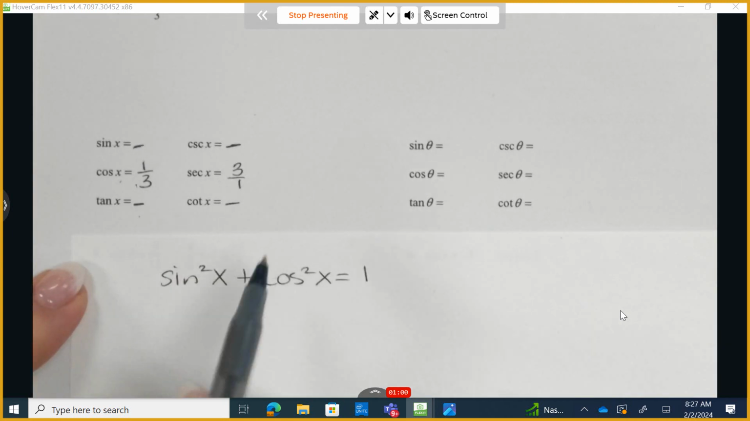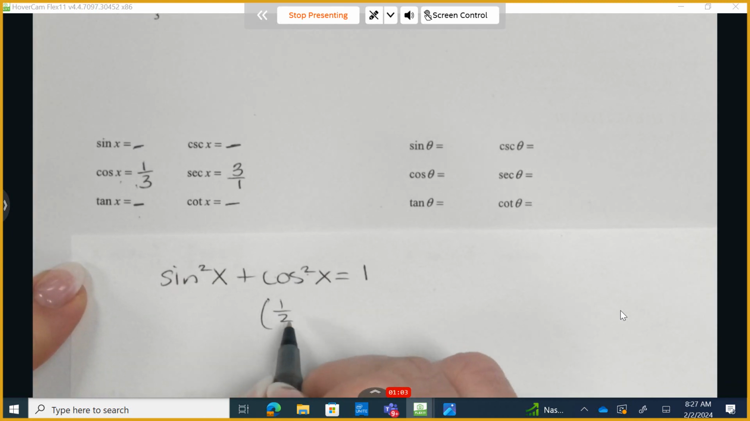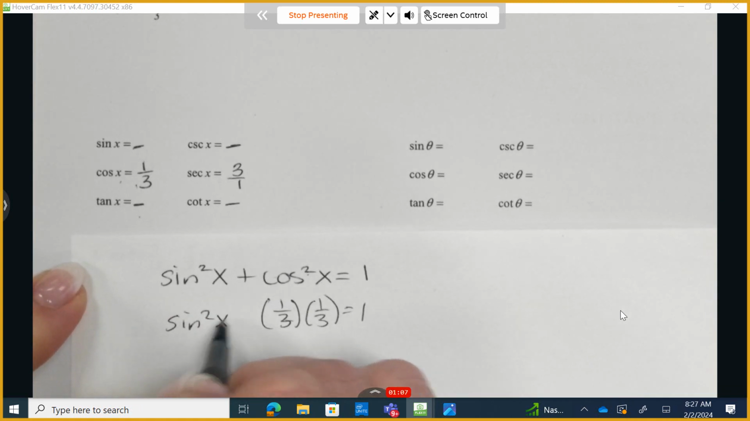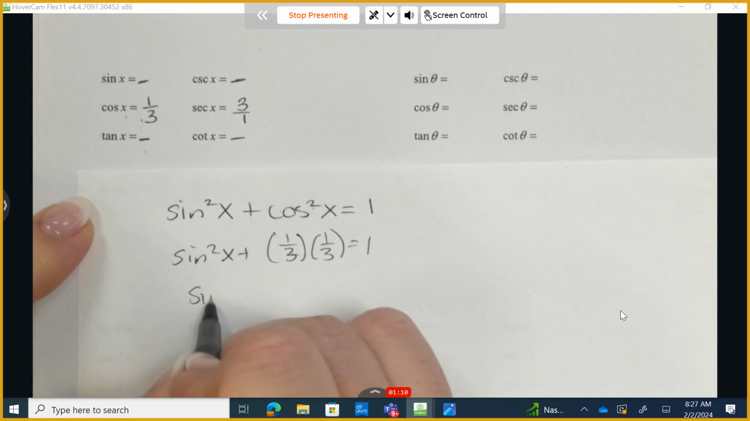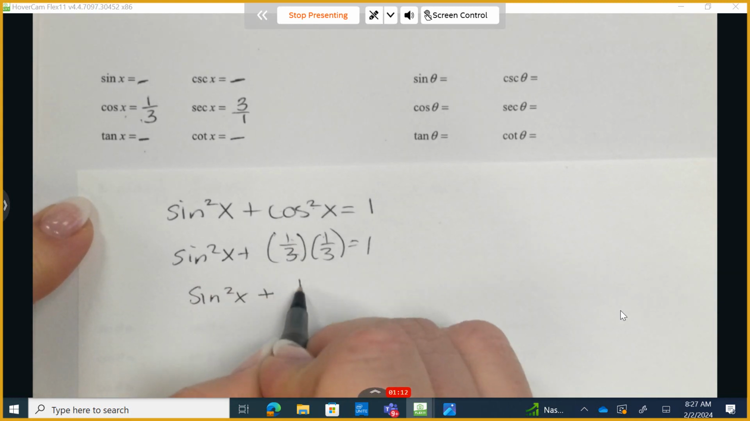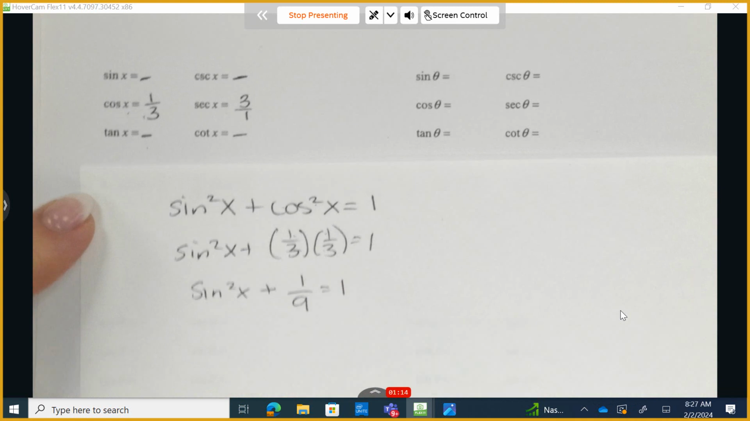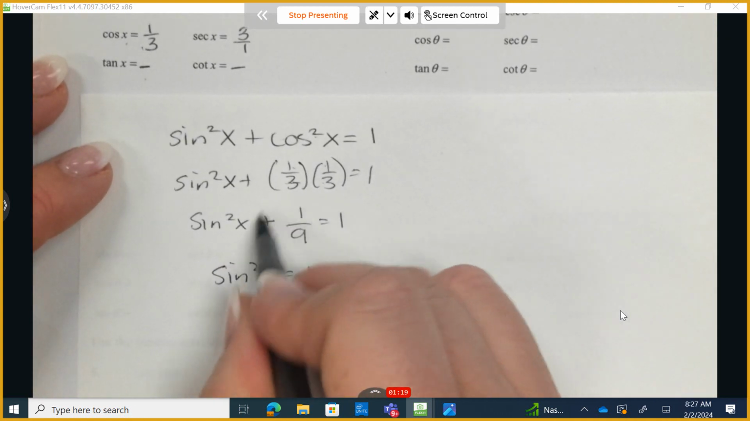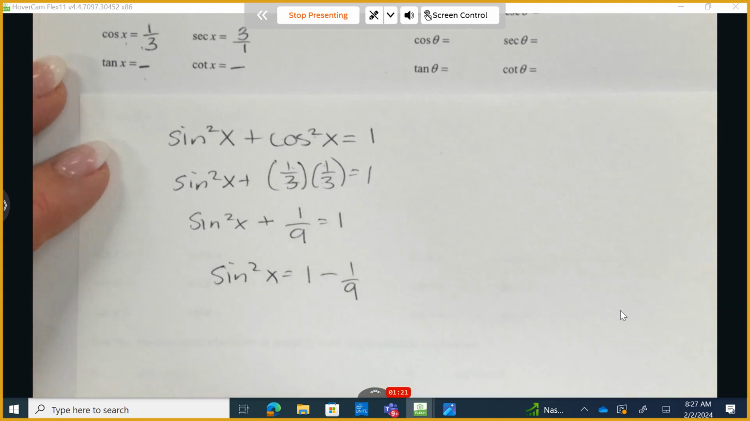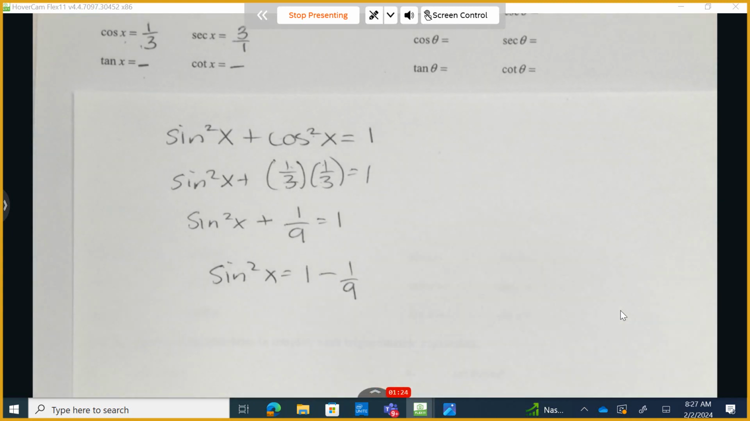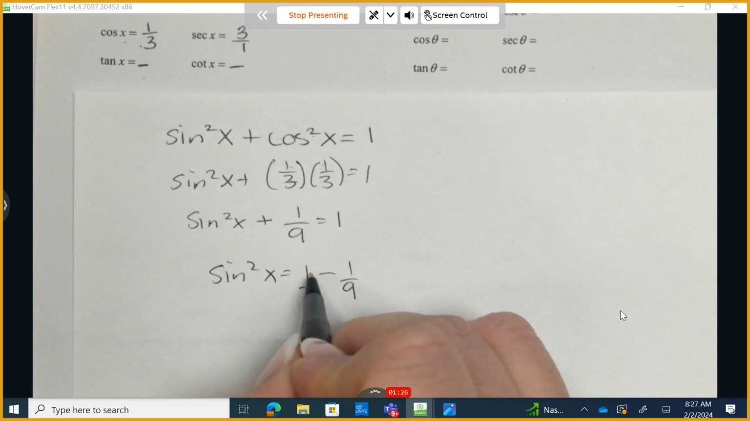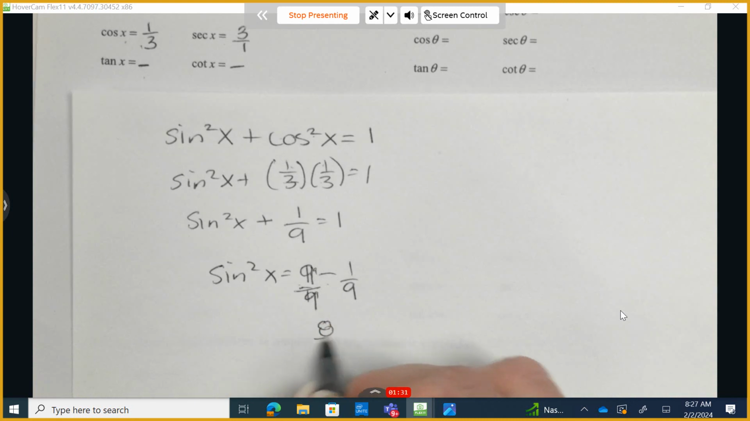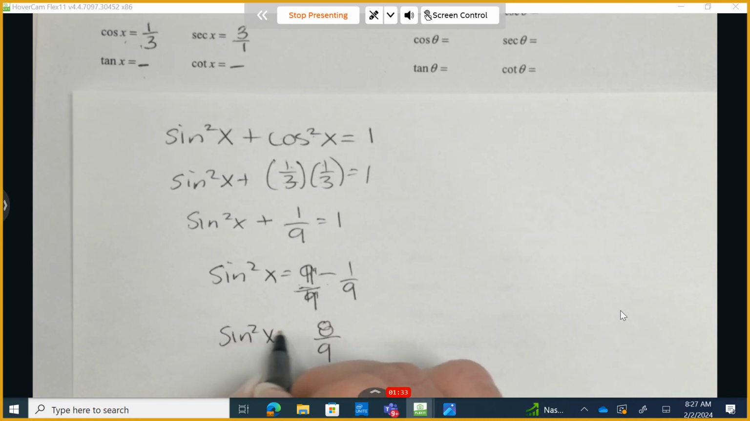I'm going to replace cosine with 1/3, and I'm going to write it down twice. Sine squared theta plus 1 times 1 is 1, 3 times 3 is 9. Now I'm going to move 1/9 to the opposite side, and so it's positive. When it moves over, it's going to become negative. And I want to combine these without using a calculator. So times 9 times 9, I have 9 over 9. 9 minus 1 is 8/9 equals sine squared x.